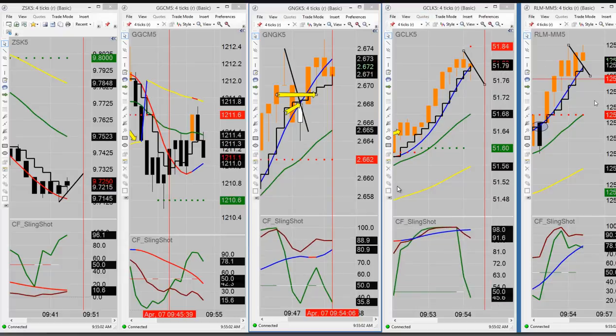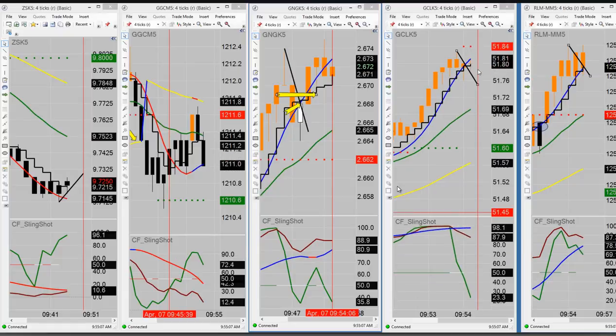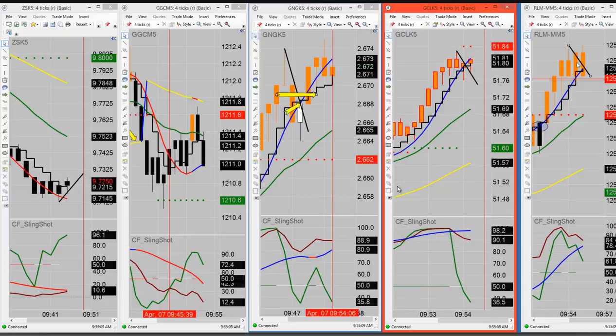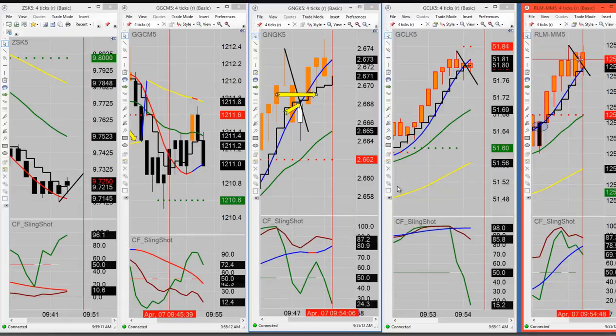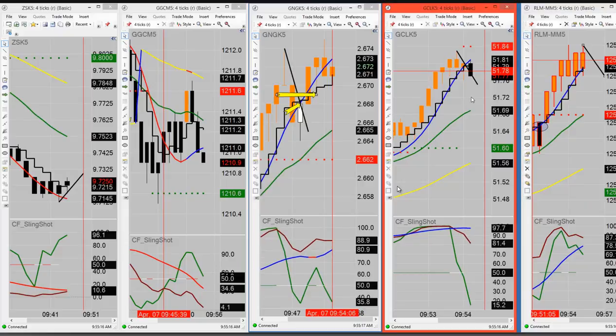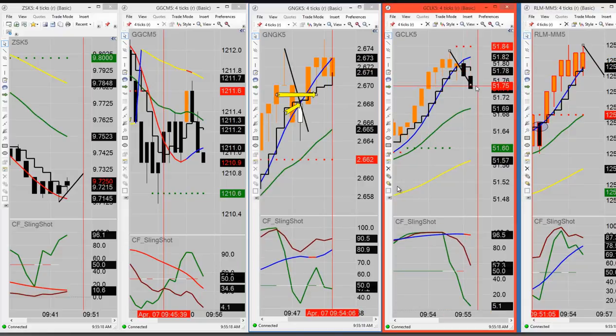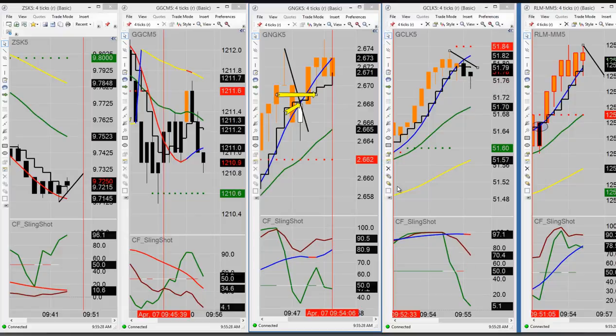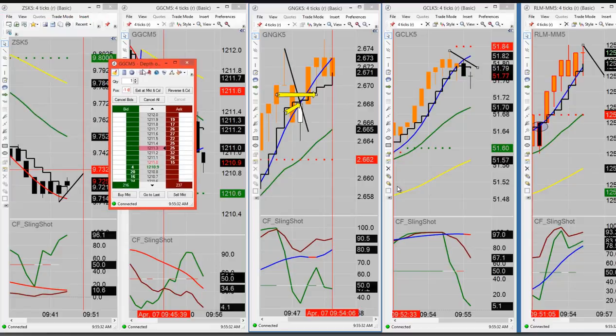The Russell, I want to see a deeper pullback than that. Crude is putting in some dynamic resistance right there. That's what I wanted to see here. All right, on the gold, stop should go to break even. All right, plus a tick.